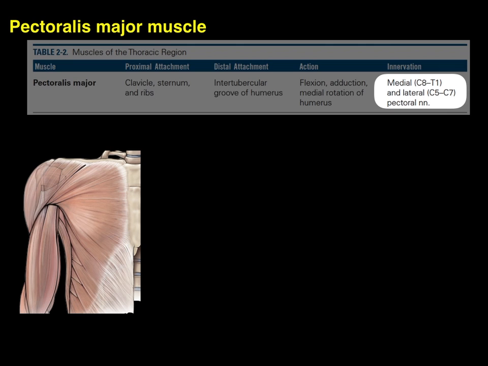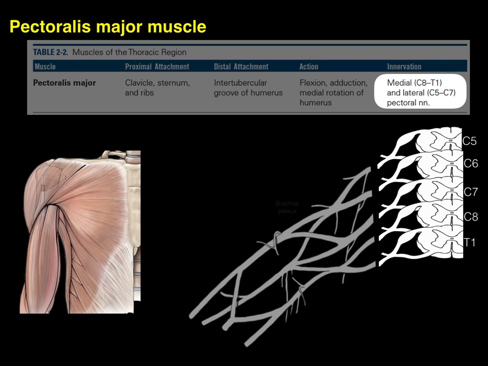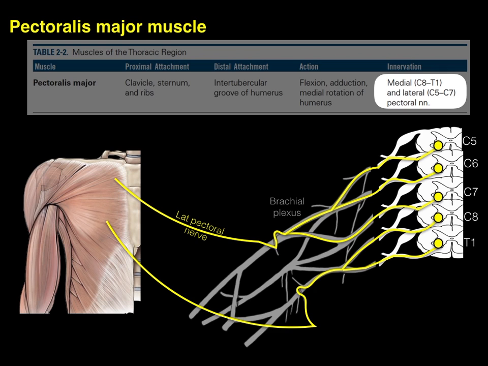Now, the innervation is through the medial and lateral pectoral nerves. To show that, we need to show the C5 through T1 spinal cord levels, and then show the brachial plexus, which is the network of nerves supplying the upper limb. The lateral pectoral nerve arises from the ventral horn of C5, C6, and C7. The motor neurons course out through the brachial plexus lateral cord, and there's our lateral pectoral nerve. The pec major is also innervated by the medial pectoral nerve that arises from the ventral horn of C8 and T1, and those motor neurons come out the medial cord of the brachial plexus as the medial pectoral nerve. So both of those nerves cause the pectoralis major to contract.